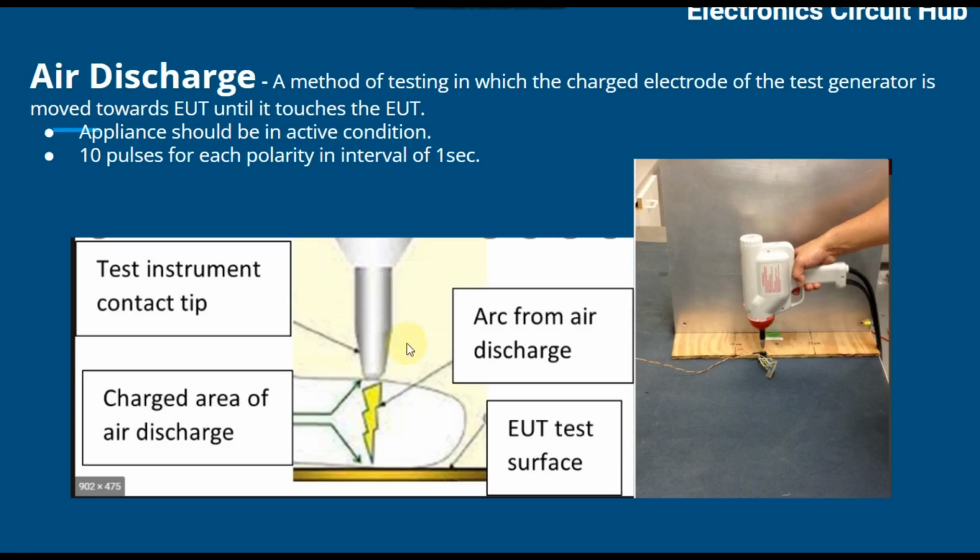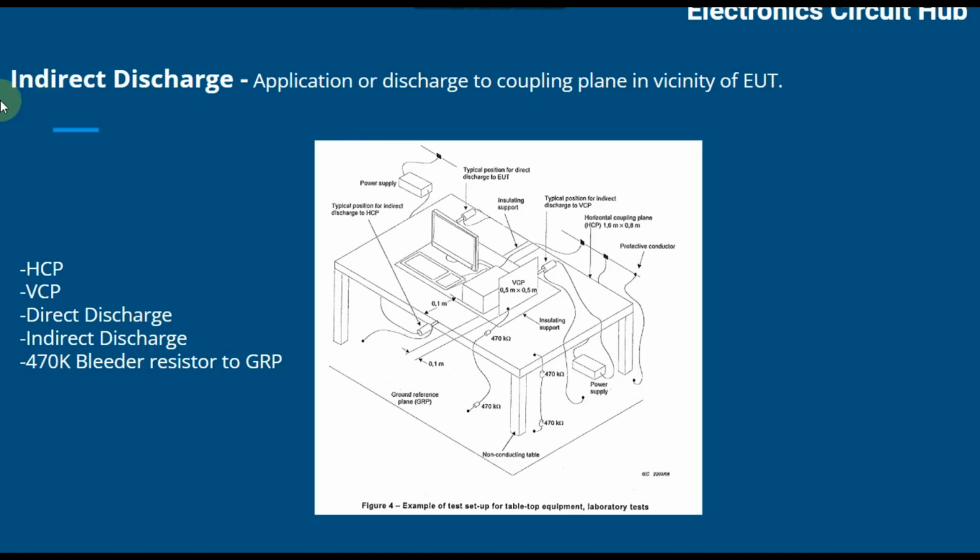It's also a method of testing in which the charged electrode of the test generator is moved towards the EUT until it touches the EUT, and you can apply plus minus 10 pulses for both positive and negative polarity. So I spoke about the direct discharge. In direct discharge, we have contact discharge and we have air discharge. Now I will talk about the indirect discharge.